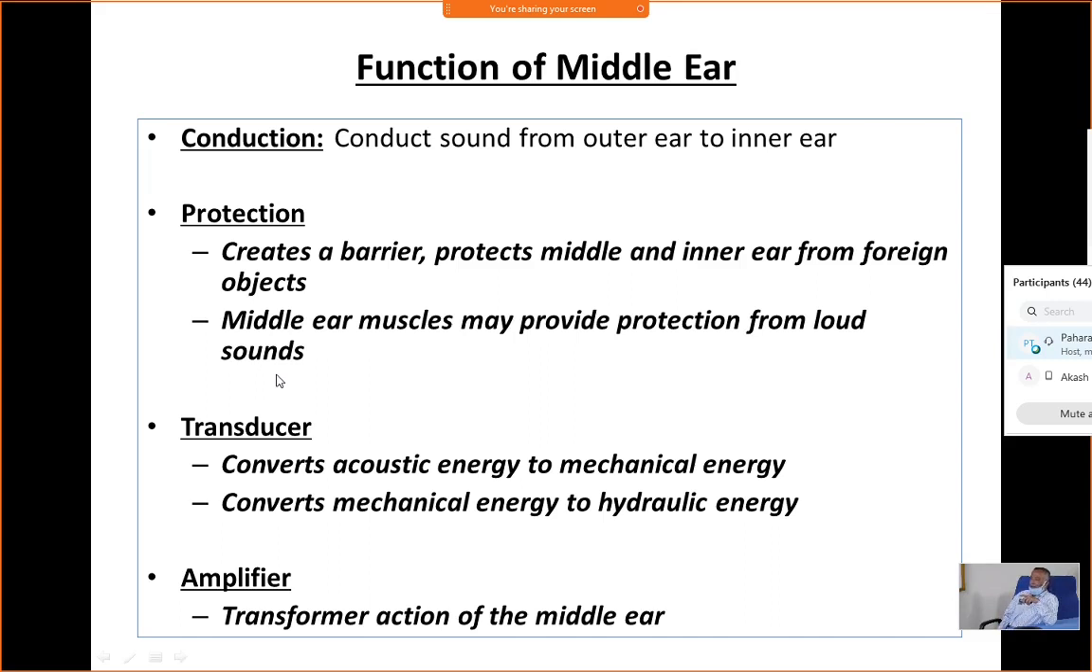Then it is a transducer, which converts acoustic energy to mechanical energy and mechanical energy to hydraulic energy. Hydraulic. Ultimately in the internal ear it goes into the fluid, so that is called hydraulic energy. It also acts as an amplifier; this is the transformer action of the middle ear.